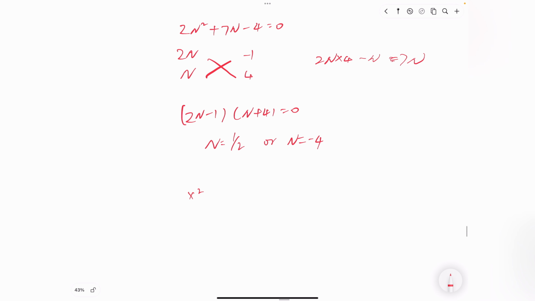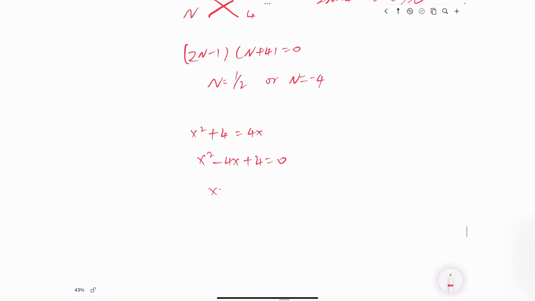If we have x squared plus 4 equals 4x, x squared minus 4x plus 4 equals 0. So x minus 2 times x minus 2 equals 0, x equals 2. We have the same root.